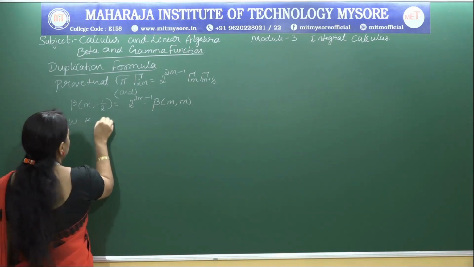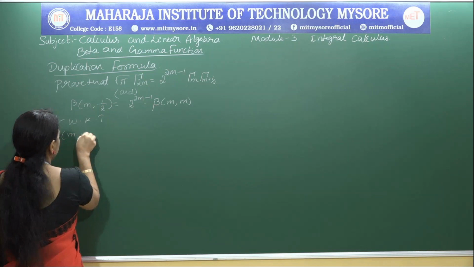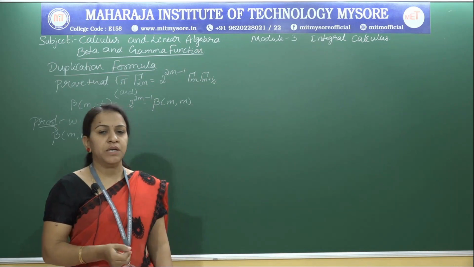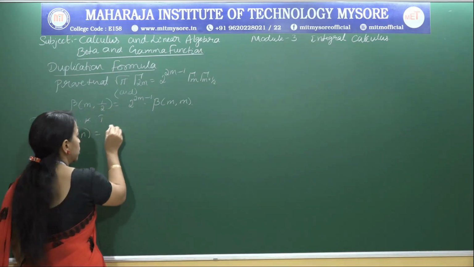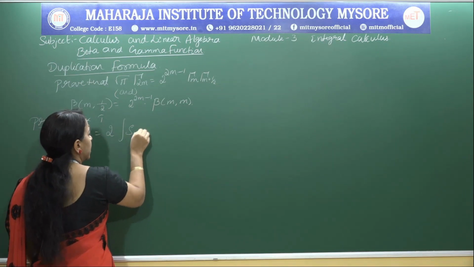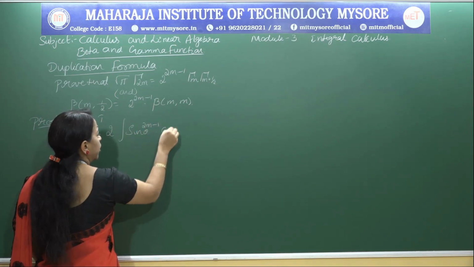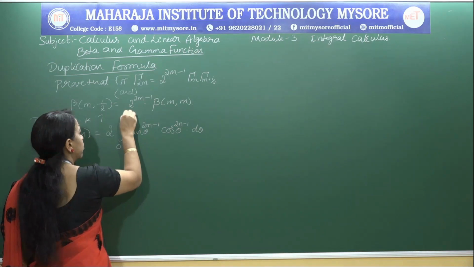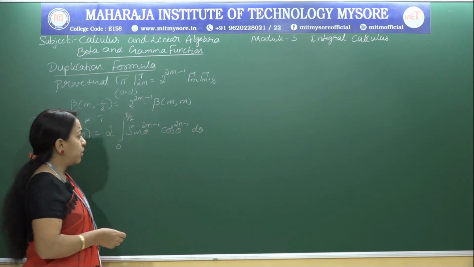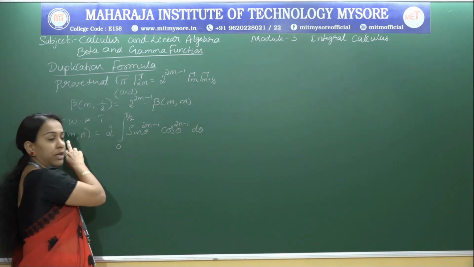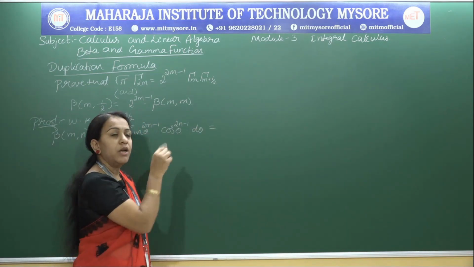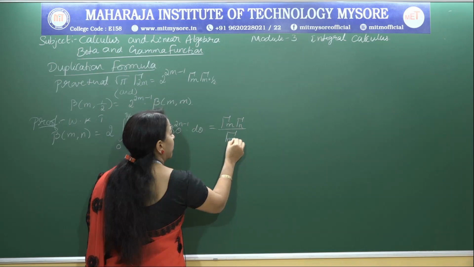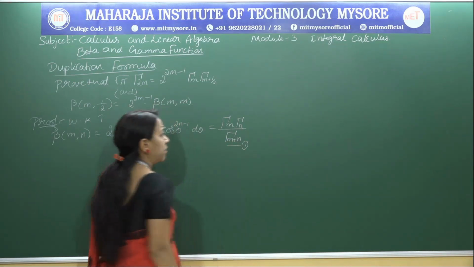we know beta m comma n in terms of trigonometric function. I think we remember the beta definition in terms of trigonometric function, that is 2 times integral of sin theta to the power of 2m minus 1 into cos theta to the power of 2n minus 1 d theta between the limits 0 to pi by 2. Theta varies from 0 to pi by 2. And we know that beta m comma n is nothing but gamma m into gamma n divided by gamma m plus n. So I call it equation 1.